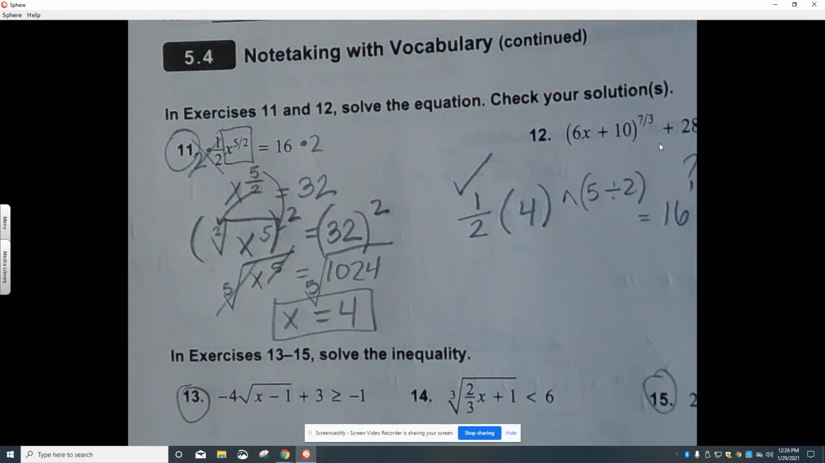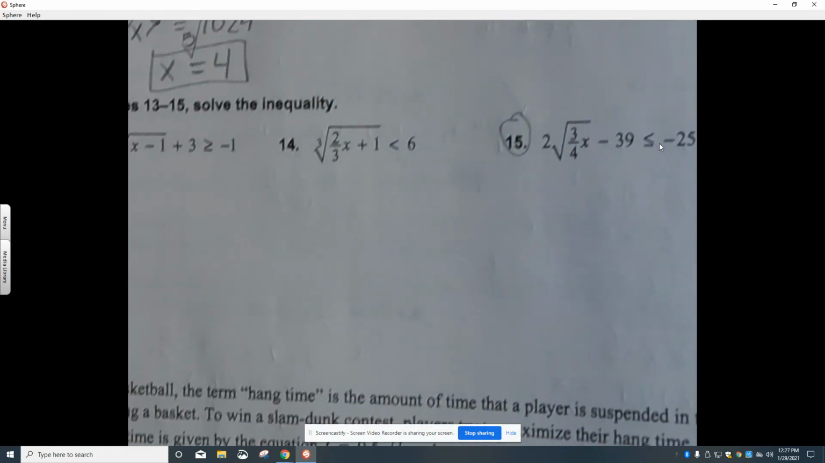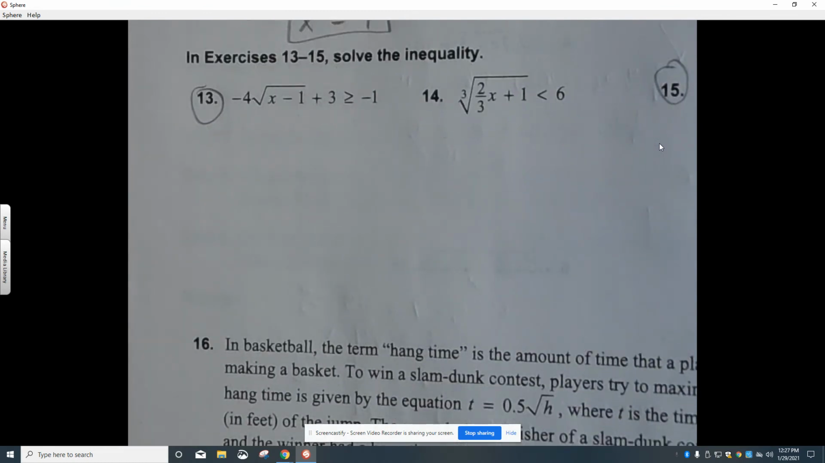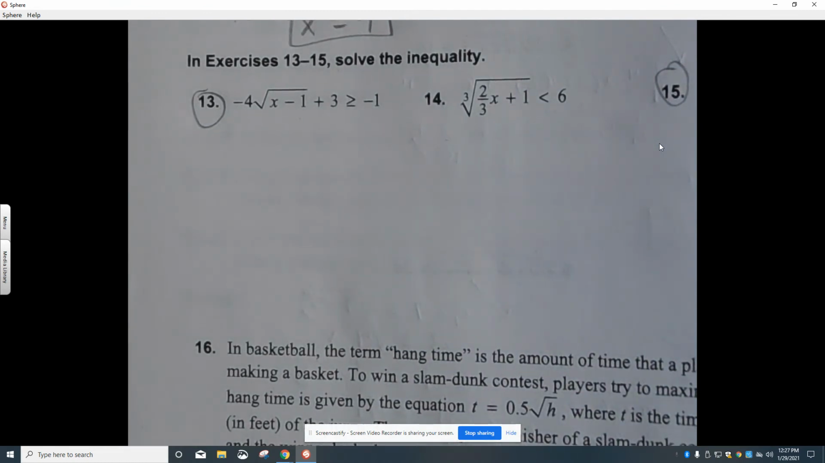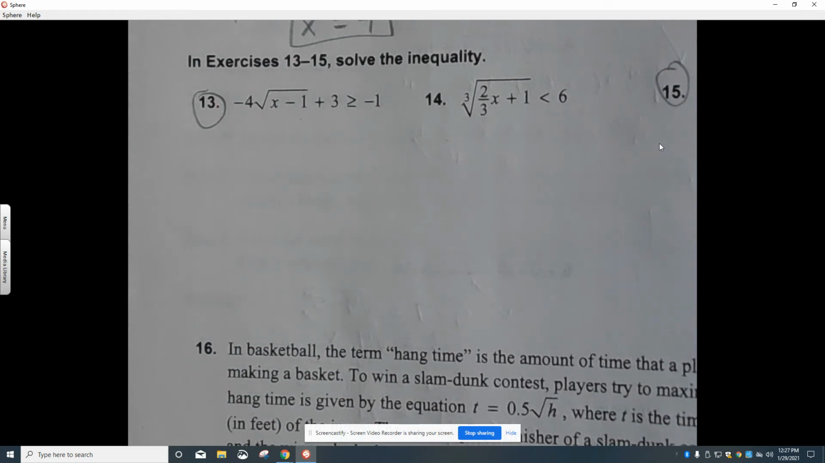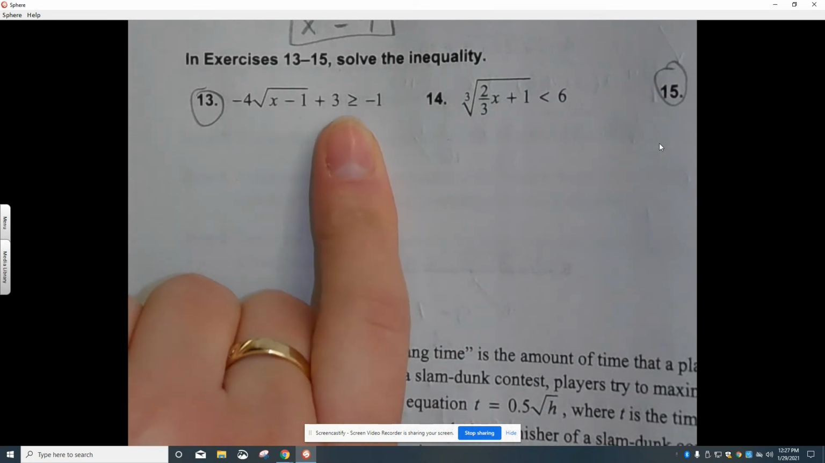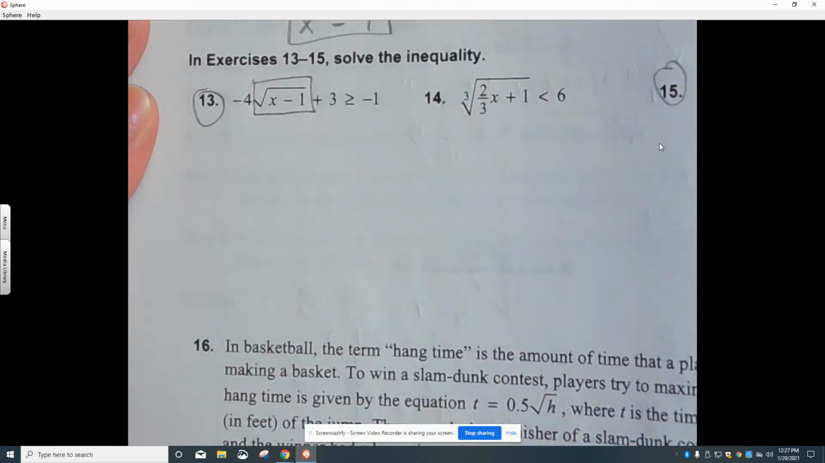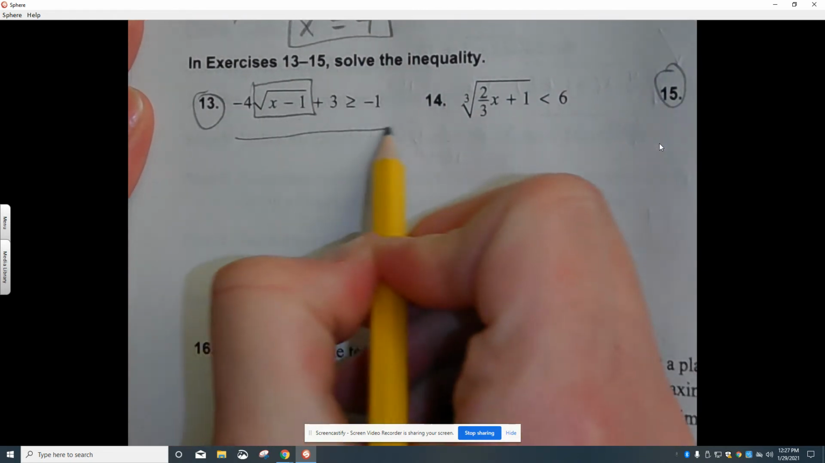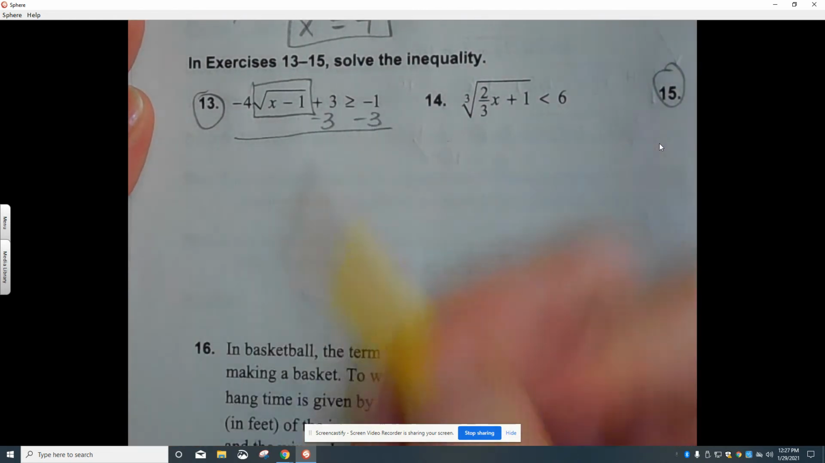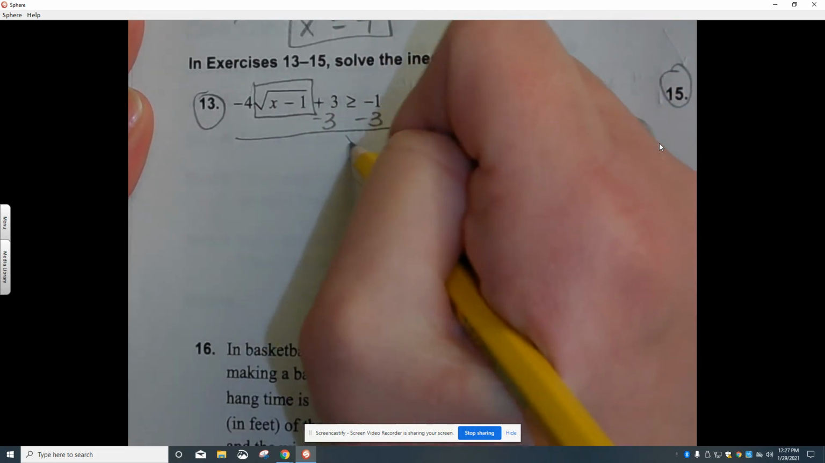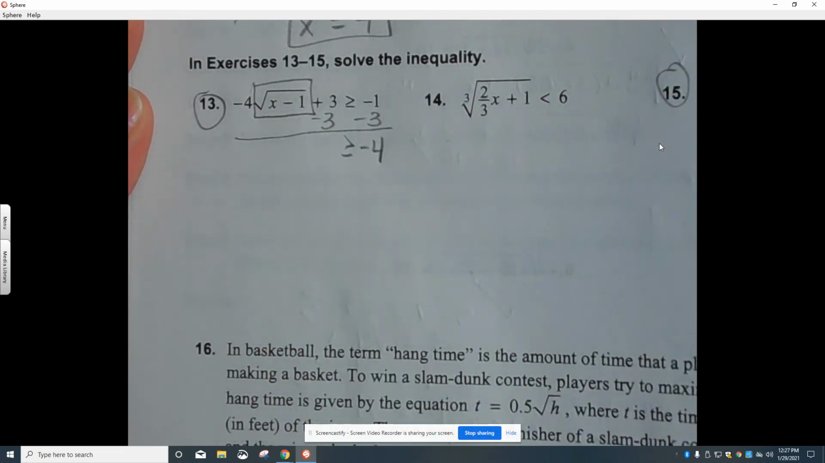The last thing we have to cover is the inequalities, the ones down here. We're going to be looking at number 13. What's nice about these is the solving steps are the same. The only thing that's different is the ending. If this were an equal sign instead of greater than or equal to, we're going to try to get the radical alone first. Same first step: we're going to move the 3 to the other side. So we've got greater than or equal to -4.